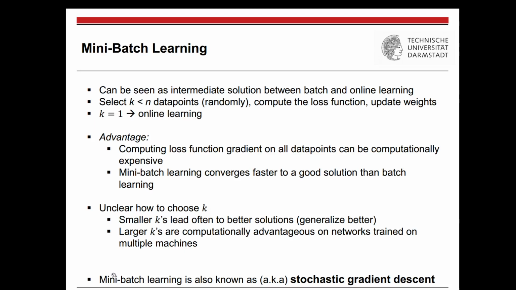Another important terminology is that this mini batch learning is also known as stochastic gradient descent, because we randomly draw these k points, right? That's the stochastic part, and the abbreviation is SGD.